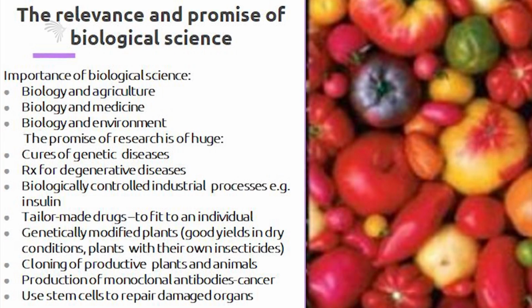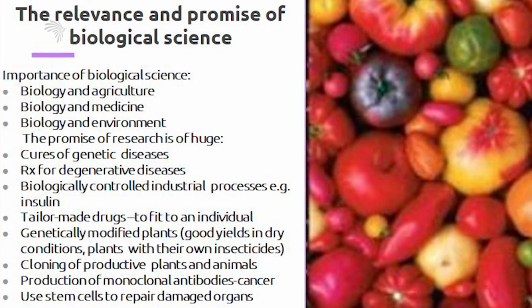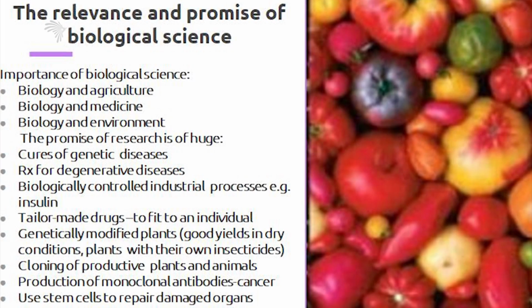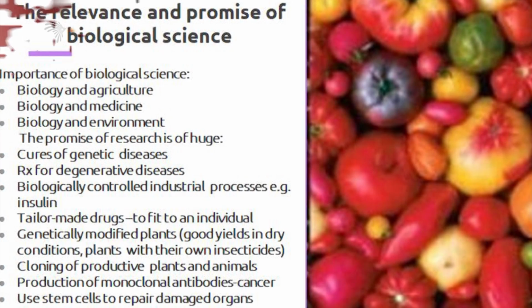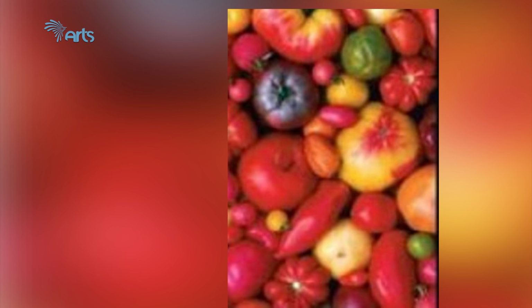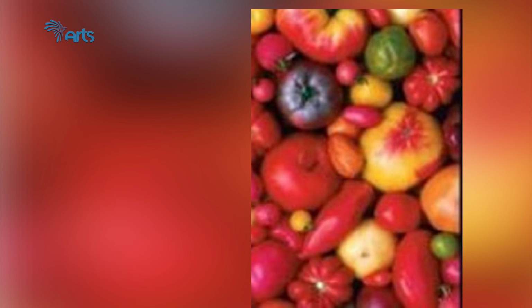Production of monoclonal antibodies, let's say, can deliver drugs to cancer cells. Using stem cells, which are undifferentiated cells gradually differentiated into a certain kind of cell, there can be solutions for damaged organs, repairing damaged organs. New organs can be produced using these stem cells. Tissues, organs, or organisms can be produced using stem cells. So biology has a lot of promises.